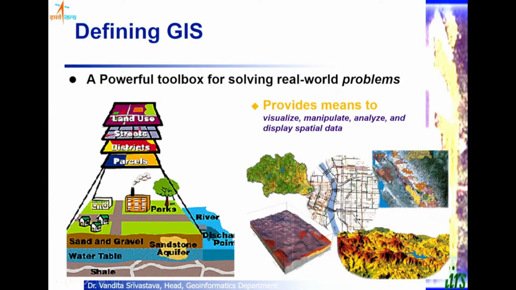So we can say that it provides means to visualize, because we need to visualize the geographic information. We need to store, manipulate, analyze, display and disseminate the geographical data or spatial data. If we call it a spatial information system, then spatial data. So a toolbox that will provide all of these can be called a geographical information system or spatial information system, if we are not just talking about geo but anywhere in space.